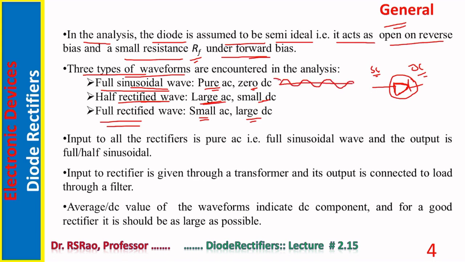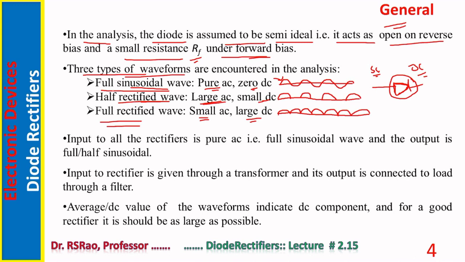This is full sinusoidal wave. Then half rectified wave. How it appears? It appears like this. This is a half rectified wave. Full rectified wave, how it appears? This is full rectified wave. Now, with the diagrams in place, we can have a better idea regarding the shapes of the waveforms. One or two points require to be mentioned right now.